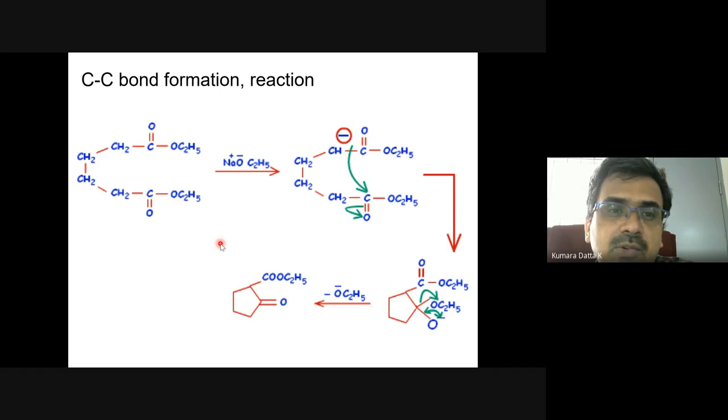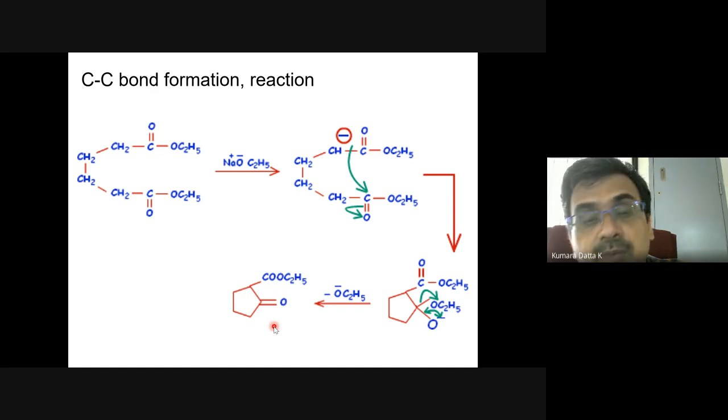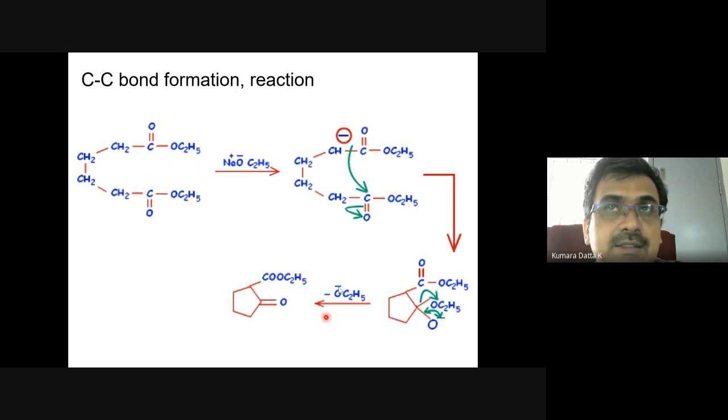So this is how a six-membered carbon system will give a five-membered cyclic system with a CC bond formed, where the ethoxy group will be cleaved and then it connects to form the corresponding bond. Okay, so this is all about Dieckmann condensation. Now we have only seen the five membered ring.